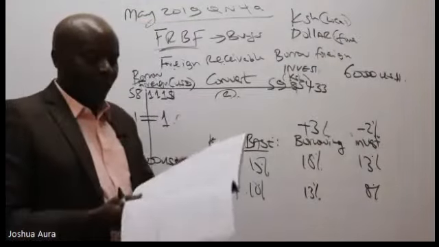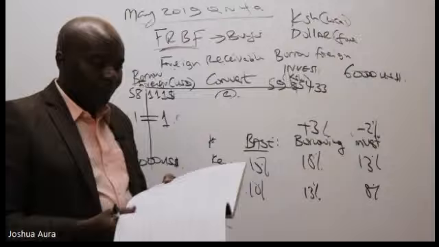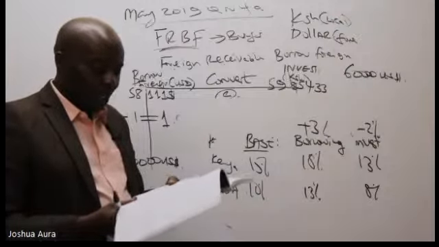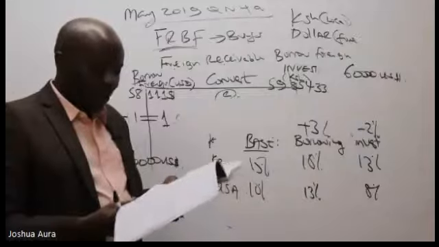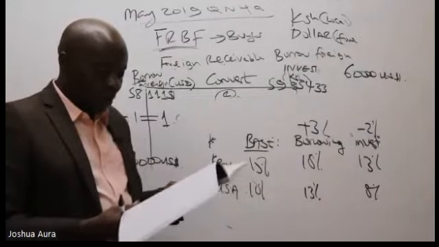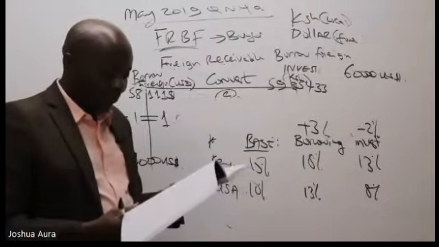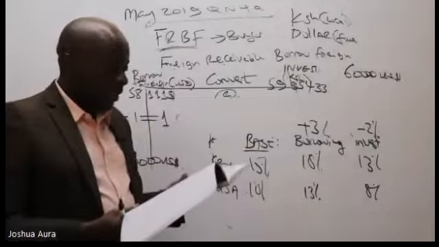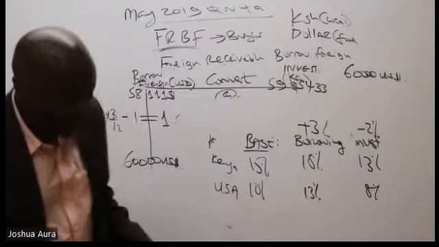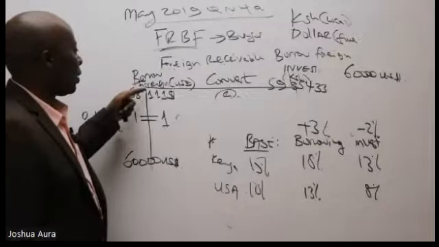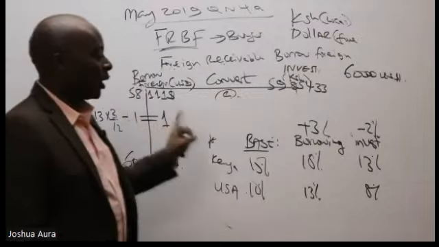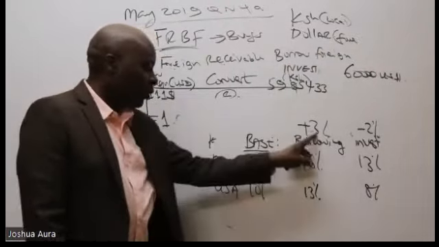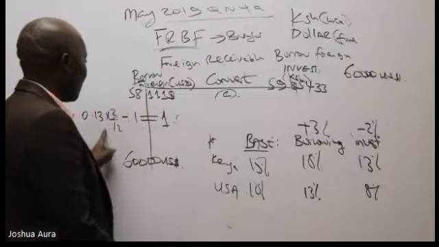Now, ladies and gentlemen, most importantly there, this is the final table. Now come here, on this leg, what do you want? You want to borrow a US dollar. So borrowing in the US is what here? 13%. So you write 13% here.